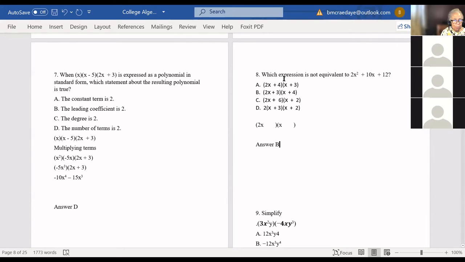Okay. 4 times 3 is 12. 3 times 4 is 12. So we know we've got our 12, right? But 2x times 3 is 6x. And 4 times x is 4x. And 6x and 4x is what? 10x. This one, 3x, 4 times 2 is 8x. That's 11x. So who said A? Audrey said A.